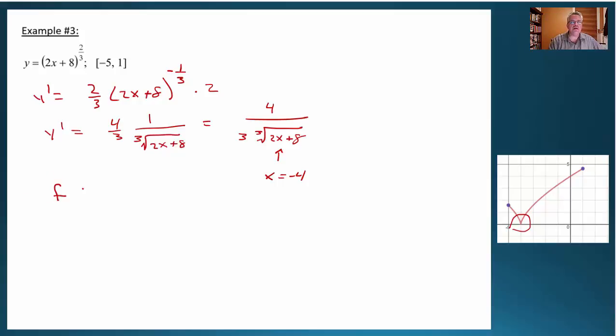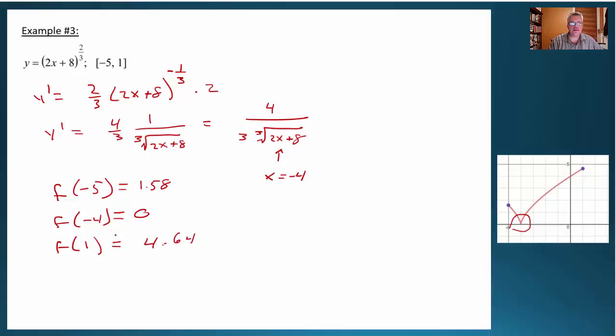So we got to check the endpoints. F of -5, that endpoint. We got to check the critical point. And we got to check the other endpoint. So the absolute max and min have to occur at one of these 3 points. Alright, so when we evaluate it this time, we get 1.58. You can just use your calculator to find that. F of -4 is 0. And F of 1 is about 4.64.